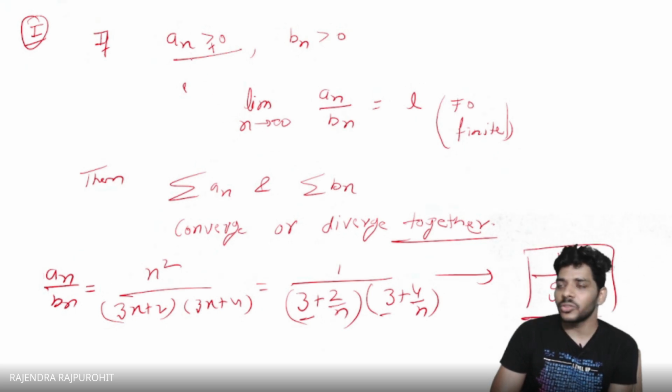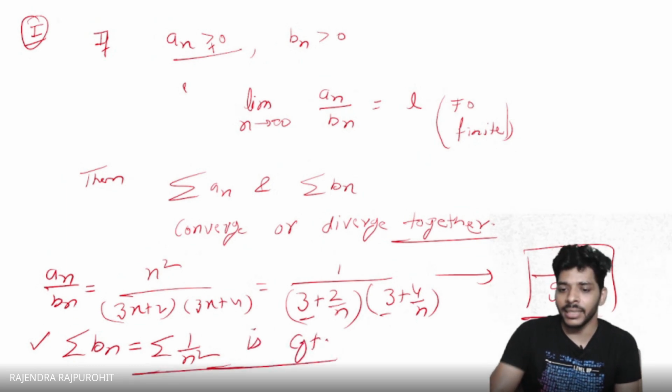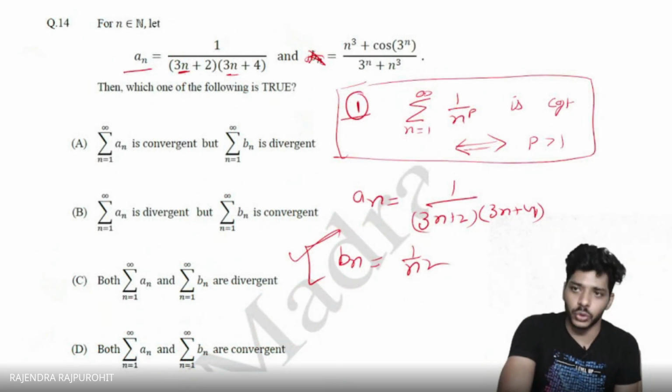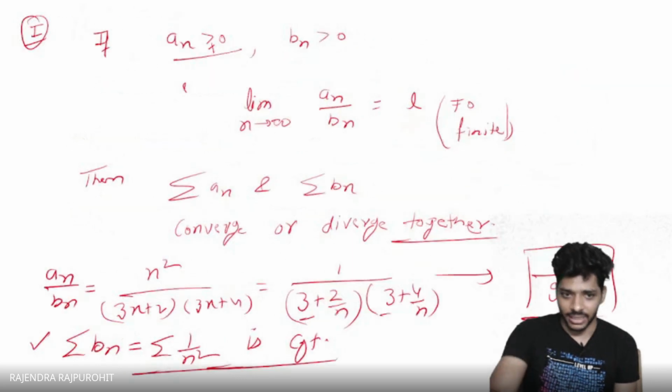So if I look for this test, an and bn are both of positive terms. An upon bn gives me a non-zero finite limit. So if summation an is convergent, then summation bn is convergent, and vice versa. If summation bn is convergent, summation an is also convergent. And we know that summation bn, which is summation 1 upon n square, is convergent. Why is it convergent? By p test, because we have selected it in a way that we know about it. So summation bn is convergent.